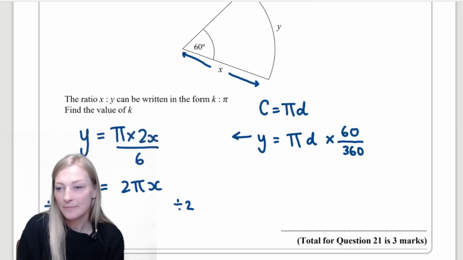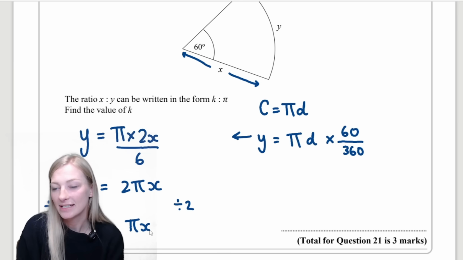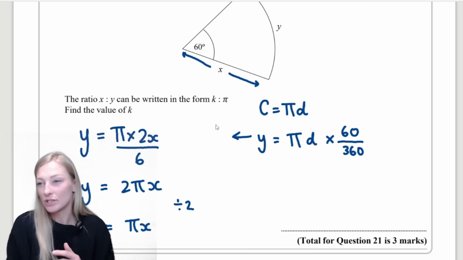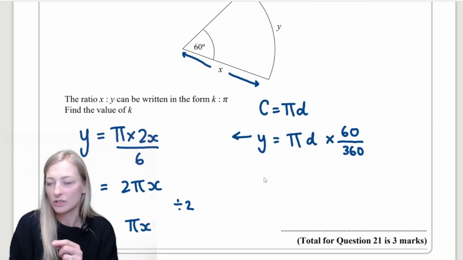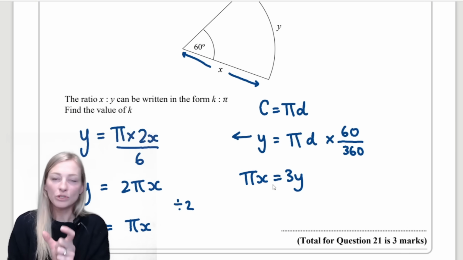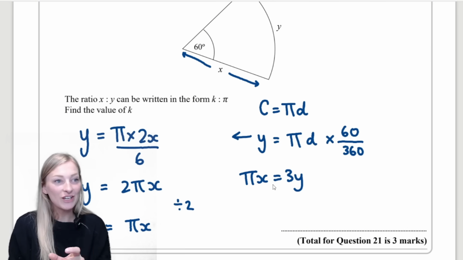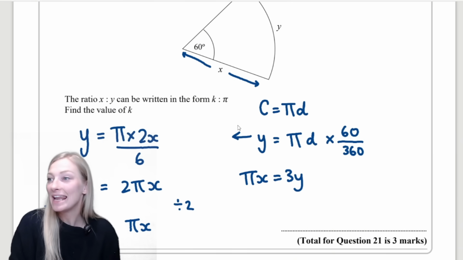So 3y equals pi x. Now, if you want to go, actually I'm going to write it the other way around just for ease here because I want to go x to y. So pi x equals 3y. If you want to go from an equation to a ratio, they switch. And let me show you why.